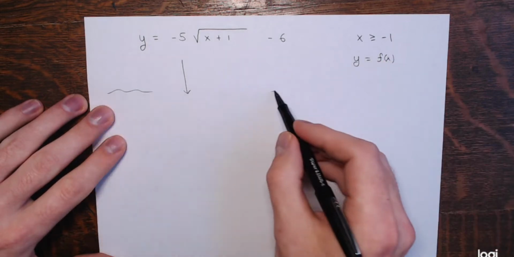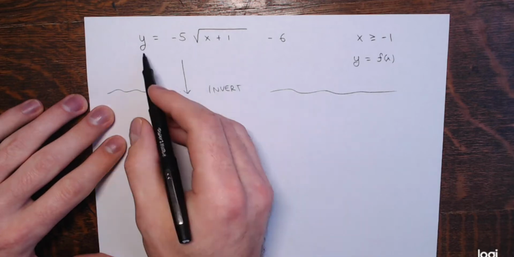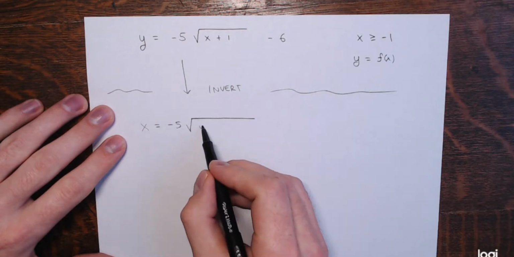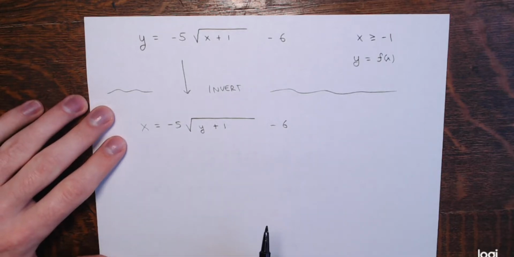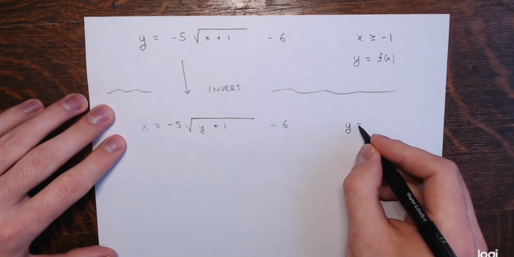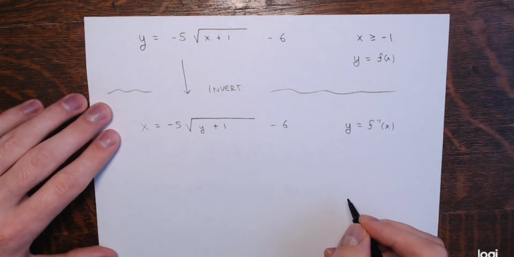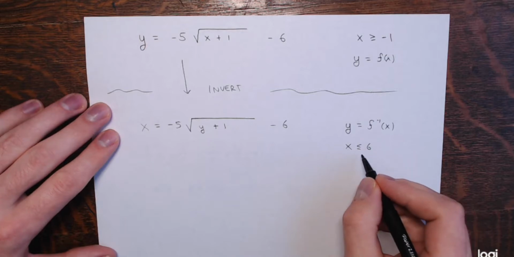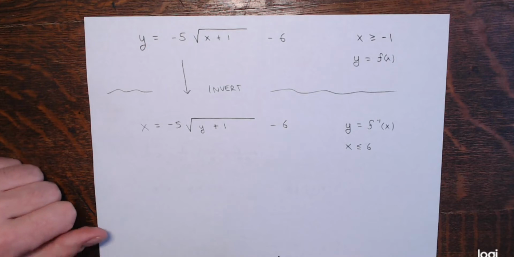Now we invert. Switch Y's with X's, and X's with Y's. So now we have this. X equals -5 times the square root of Y plus 1, and then -6. But this Y represents F inverse. And they're also telling us that the domain has to be values of X less than or equal to this, right? They told us this. You could also figure it out for yourself on a graph, but let's continue.